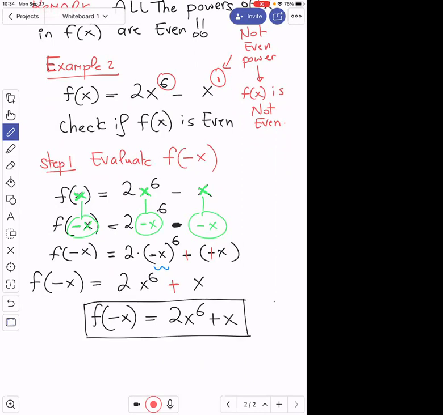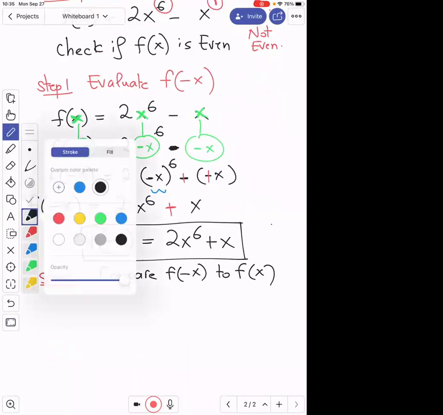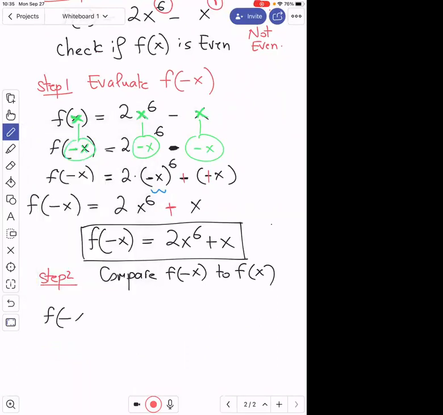All right, so now we can move to step number 2. All I have to do in step number 2 is compare my answer to the original f of x, right? So I'm going to compare f of minus x to f of x. From the first step, my f of minus x is, the answer from step number 1, 2x^6 plus x.